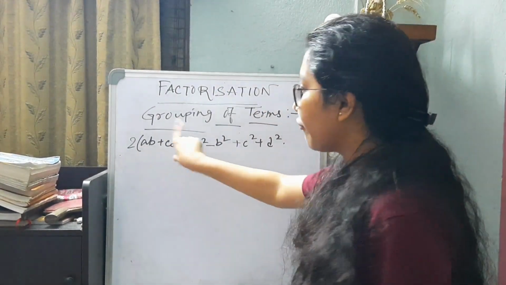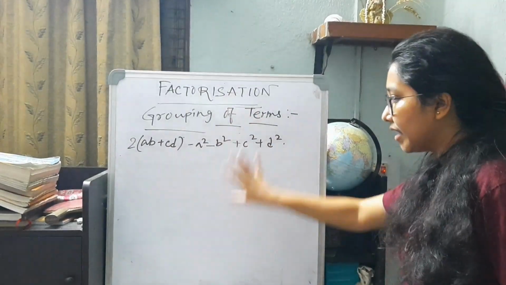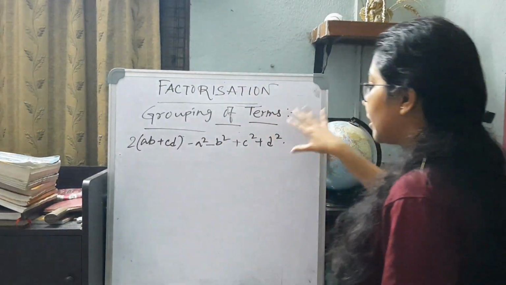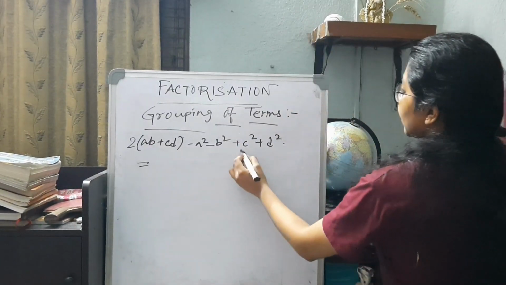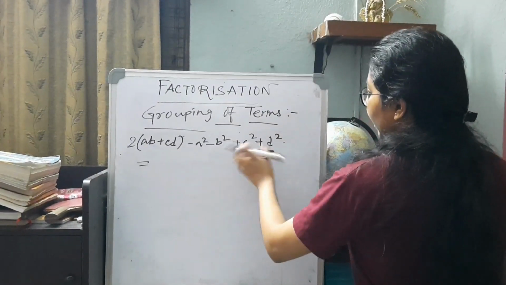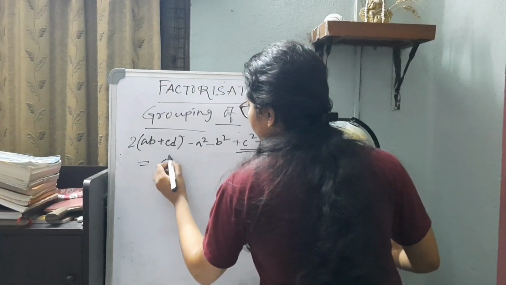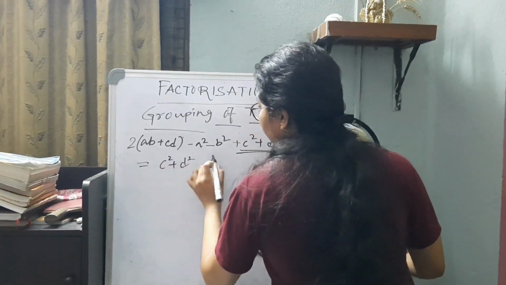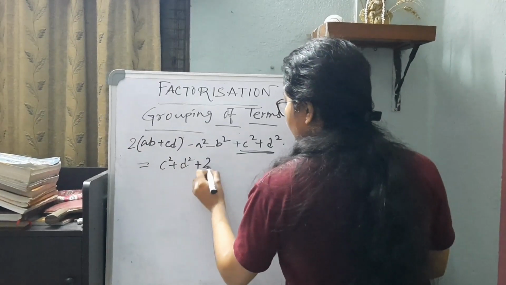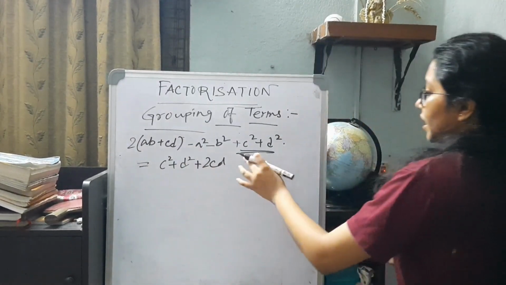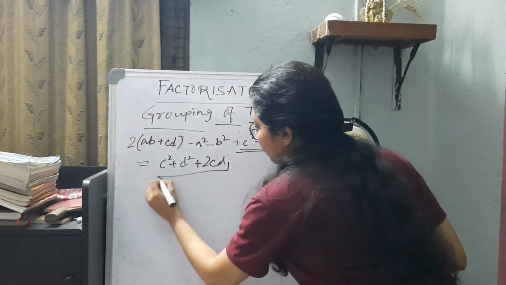It is twice of AB plus CD minus A square minus B square plus C square plus D square. So how do we factorize this? This particular part is plus C square plus D square. If I consider this part, C square plus D square, I am already splitting out 2AB and 2CD. I go for the 2CD part, I take only this part.